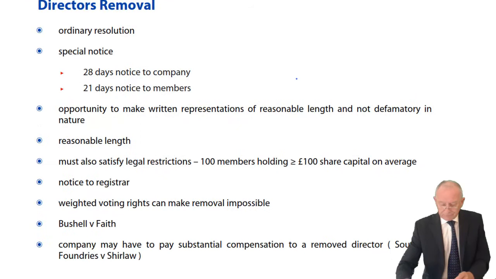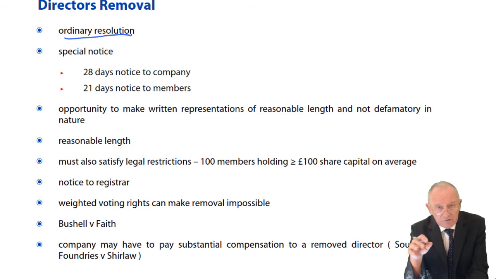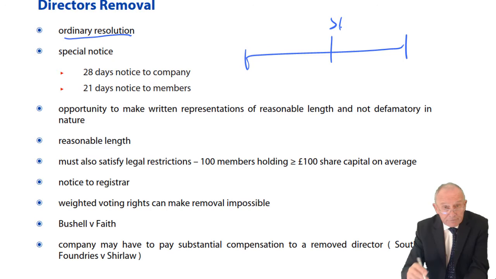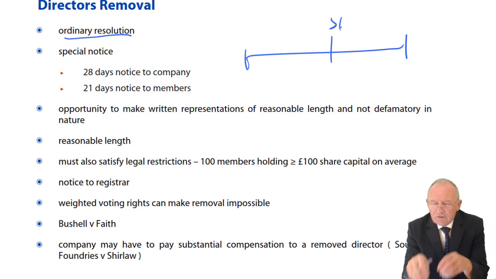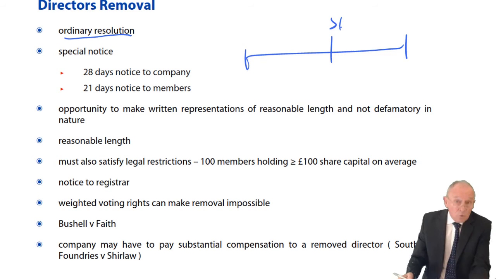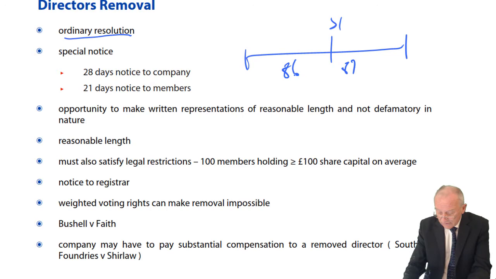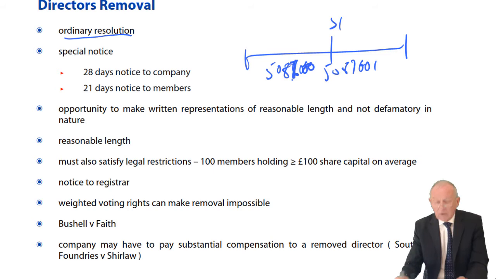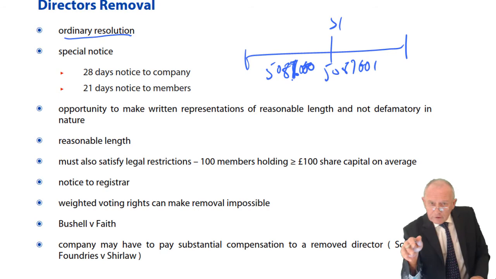Now then, we know that directors are appointed by ordinary resolution, but are also removed by ordinary resolution. But there is something special about this, and it's the notice period. It's just an ordinary resolution, one more than half of the people who are entitled to attend and vote, and who do attend and who do vote in favour of the removal of the director. So it just needs 87 against 86, or 5,087 against 5,000, or 5,087,001 against 5,087,000. So it just needs one more vote in favour. It's an ordinary resolution, but the notice period is special.